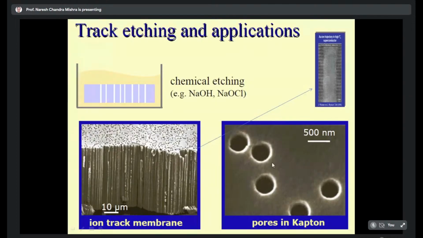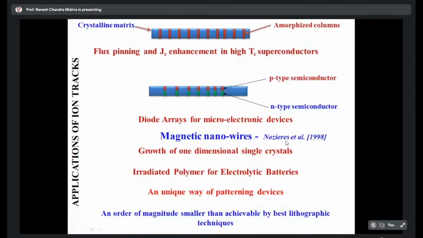If you take these tracks and etch them by chemical means, you will find that the surrounding crystalline regions are left intact. They are not etched, but the amorphous matrix easily comes out. You create holes. The nanometric dimension of tracks can increase up to micrometers. And imagination is the limit to find applications of such techniques.